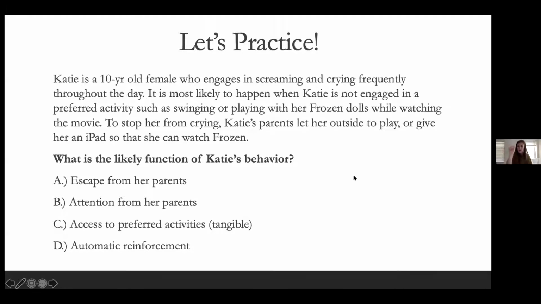Everyone can hold up A if you think it's A, B, C, or D. Definitely C.